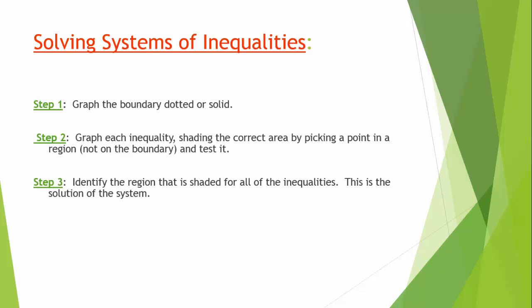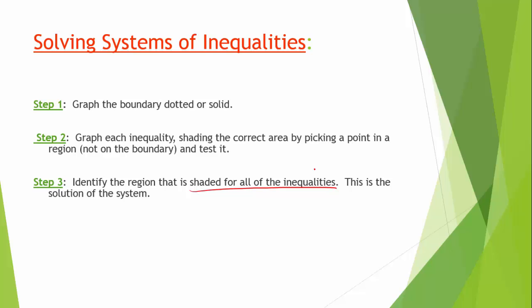All right, so here's how we would do it. We graph each of our boundaries separately, either dotted or solid, depending on whether or not there is an equal bar in the inequality. And then we'll graph each of our inequalities to shade them. The solution, as you see in step 3, that's the region that is shaded for all of the inequalities. So it's the shaded regions that are shared by all the inequalities.